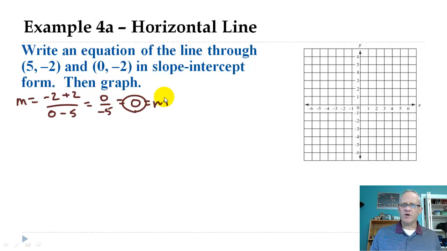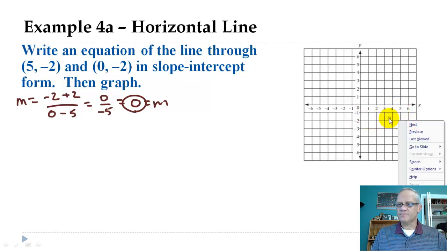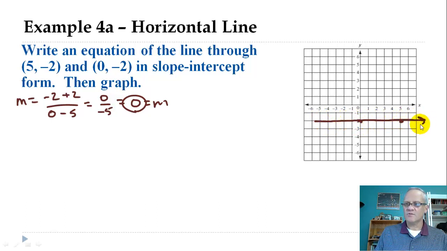Okay, so we know our slope is 0. And hopefully you can remember that if we have a slope of 0, the line is going to go straight across. Let's just graph these 2 points and just check it out. So 5, -2, it's going to be a point right there. And then 0, -2 is a point right there. So yeah, you see, here's our line. Slope of 0 means it's going to go straight across.